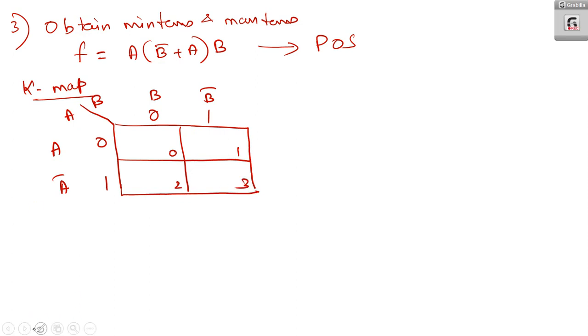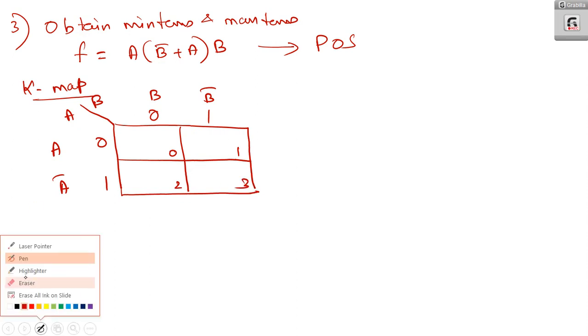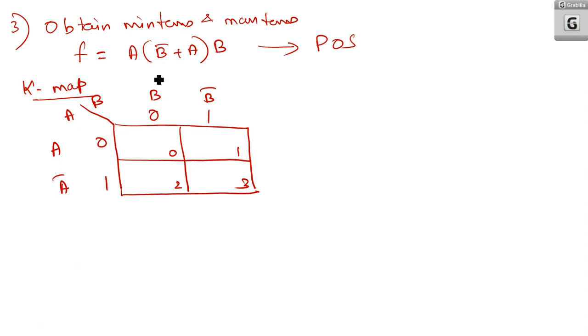First term is A, so A is appearing in the first row, so all those cells should be taken as 0. Now the next term is B bar or A, which is the same as A or B bar. That term is already fixed. Now B. Where is B? B is here, and all cells containing B should be equal to 0. So these 3 cells become 0.